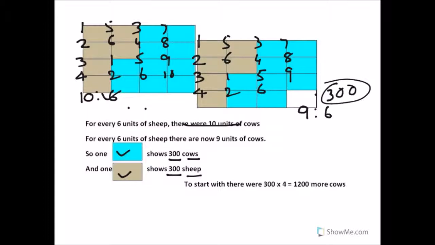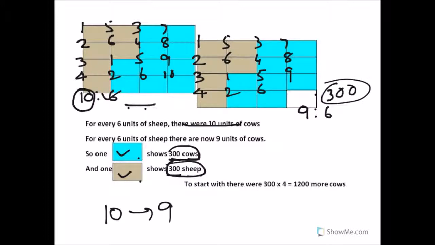So what have we seen in the two cases? Here the units which showed the number of cows reduced from 10 to 9. So there was 1 unit less for the number of cows after the sale of 300 cows. So that 1 unit has to be equal to 300 cows. Since all the animals are divided equally, the blue shows 300 cows and the grey shows 300 sheep. So now the question is, how many more cows were there in the farm?